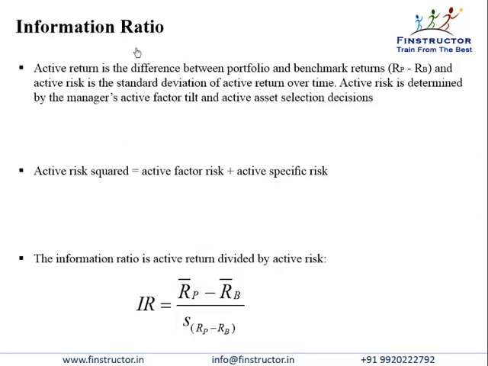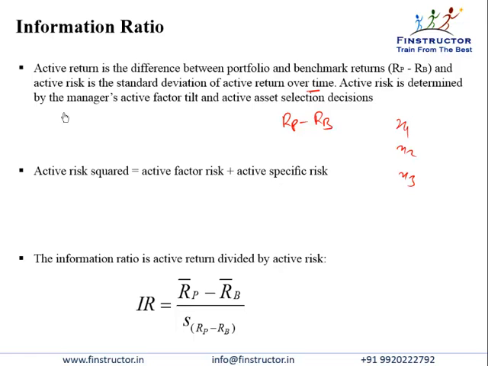We'll study the concept of information ratio in a lot more detail in the coming two readings. However, active return is defined as the difference between the portfolio and the benchmark returns. So return on the portfolio minus the return on the benchmark is referred to as active return. Active risk is the standard deviation of the active return over time. So we can calculate the active returns for various years and then take the standard deviation of these active returns. That will be referred to as active risk or tracking error volatility.